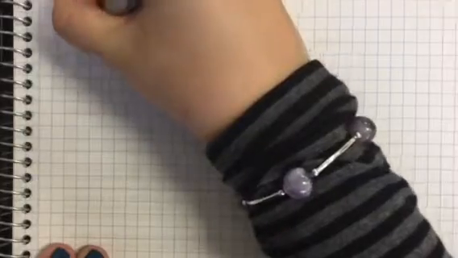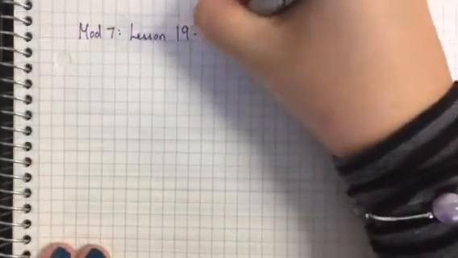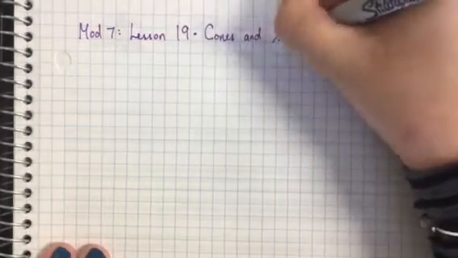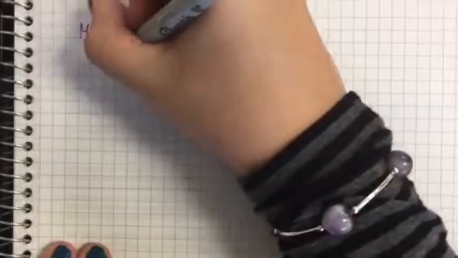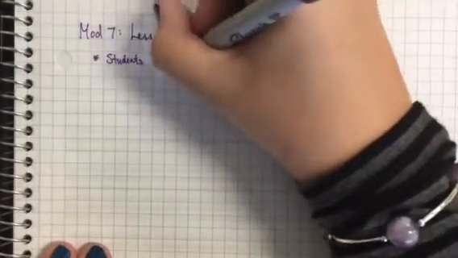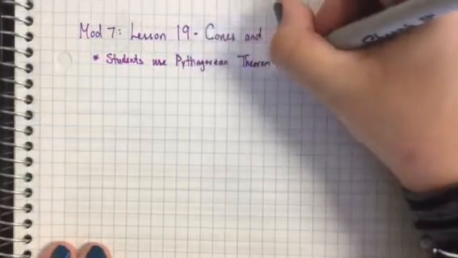Hi everyone, today we're looking at Module 7, Lesson 19, and we're going to review the volume formula for cones and spheres, and then we're also going to look at what's called a truncated cone, or a cone that has a component missing.